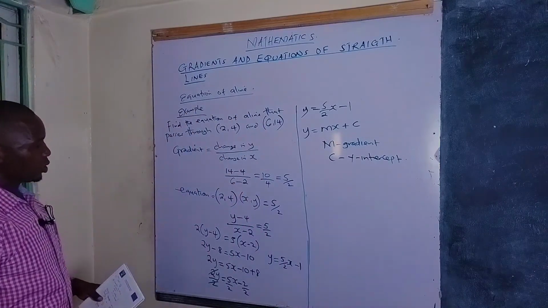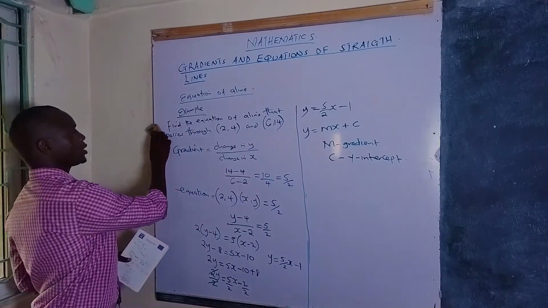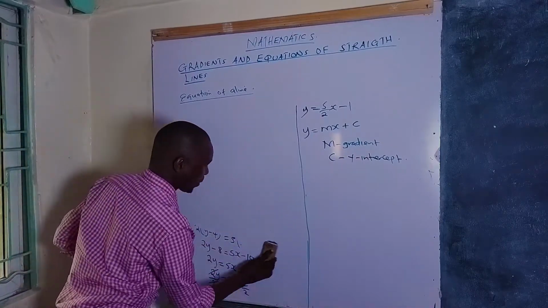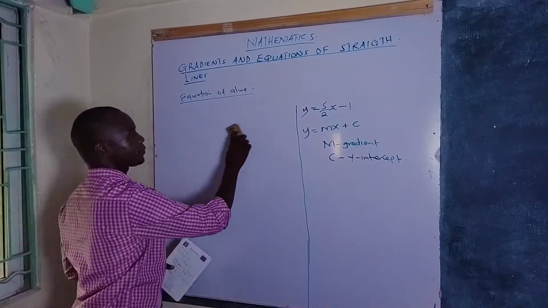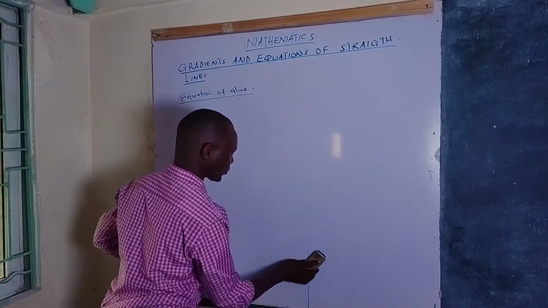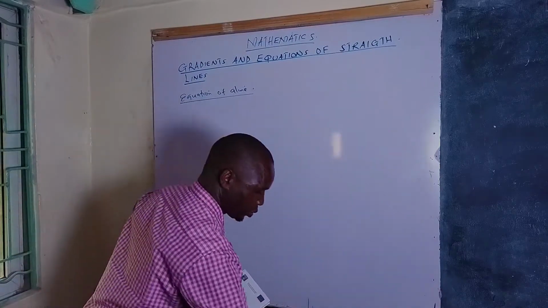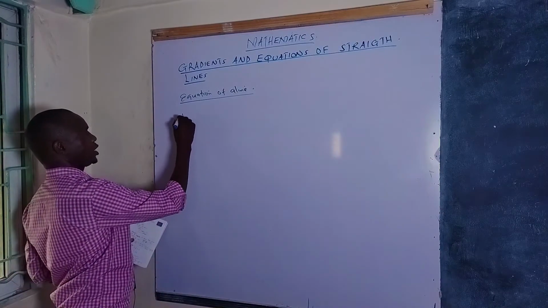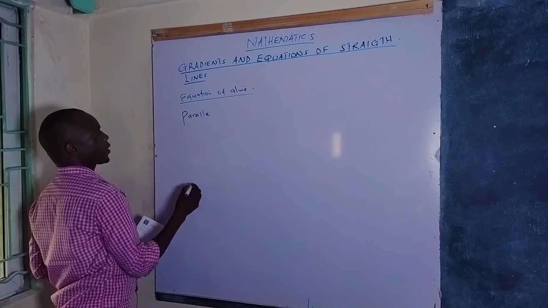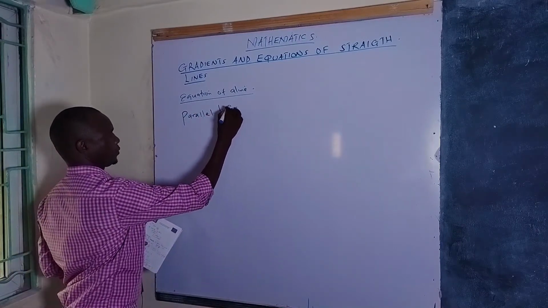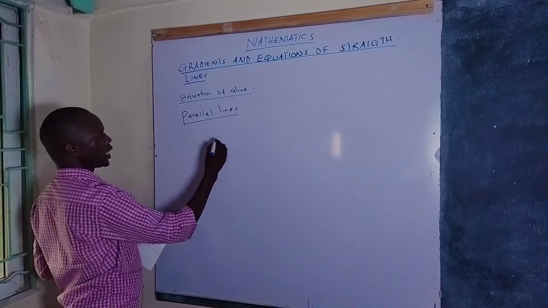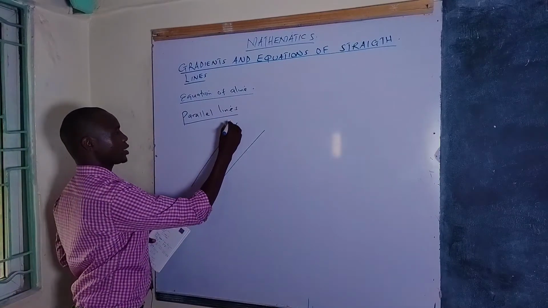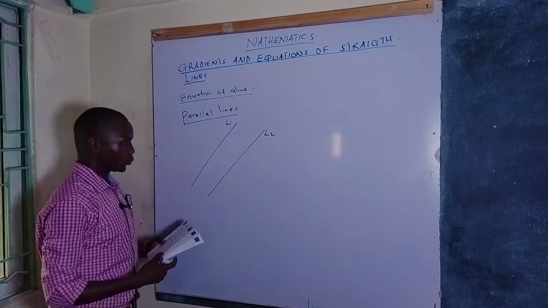I want us to look at other scenarios, because that is when we consider simply a single line. What if you are dealing with two lines which are parallel? Assuming we have two lines here, let me say this is line 1 and this is line 2.